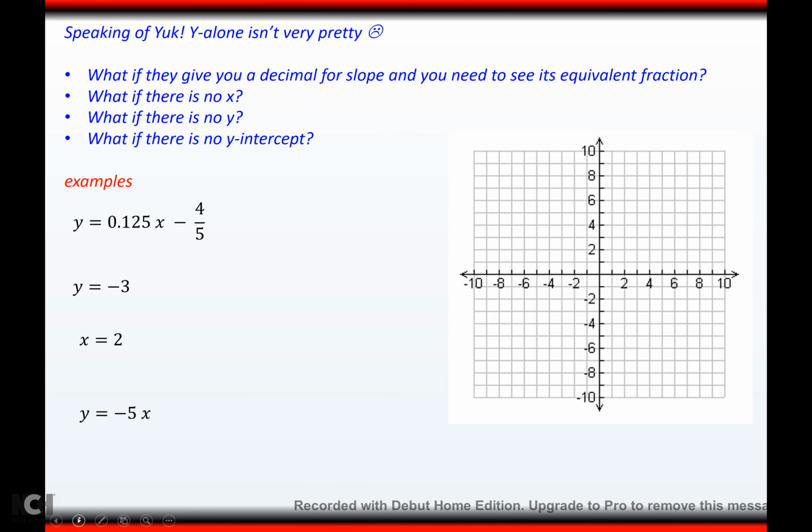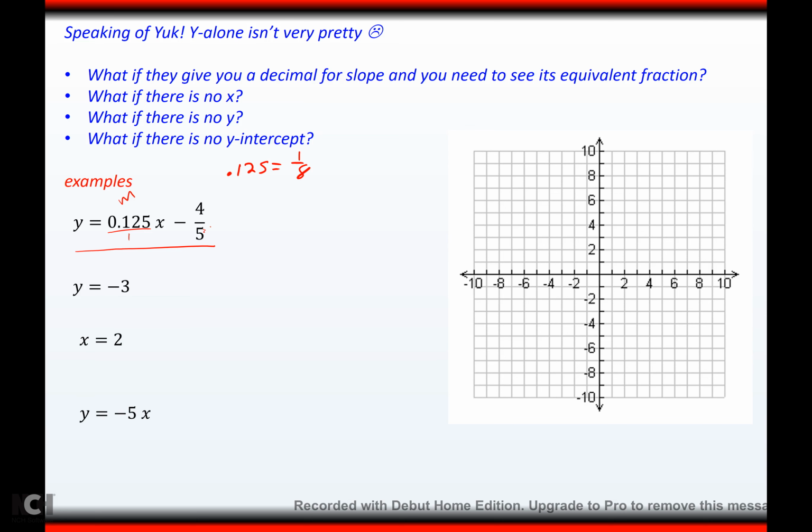The other thing is, they're going to give you some weird things to graph. Like, what if they give you some stupid equation like this? Well, I said you want your monkey to be a fraction. I mean, how do I go up 0.125 and over 1? It's so minute. You know what I mean? It's not going to be very accurate at all. So what you can do is turn your decimal into a fraction. You just type it in and hit math, enter, enter, and it tells you that it's 1/8.